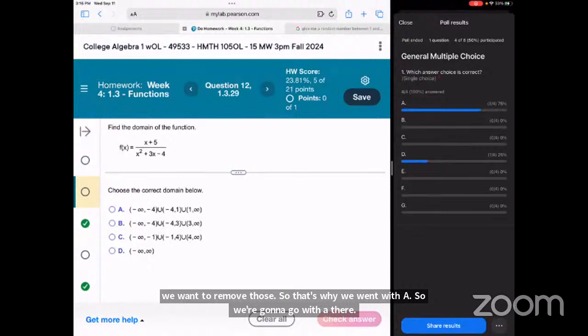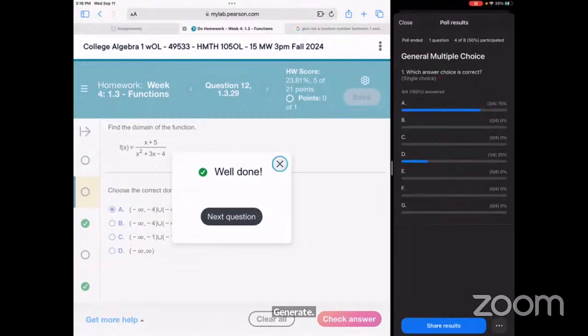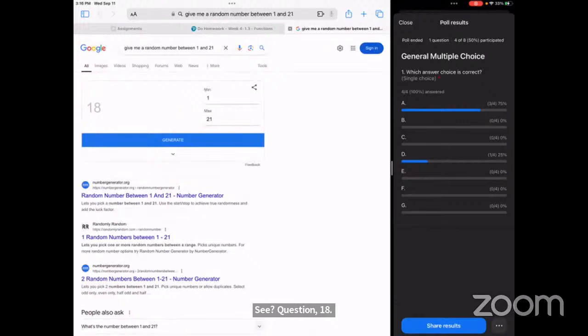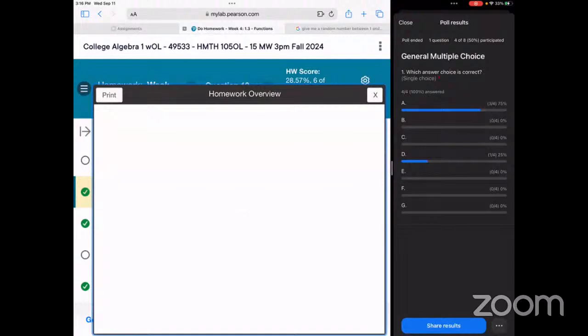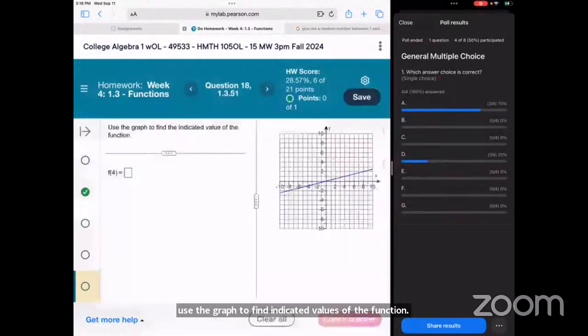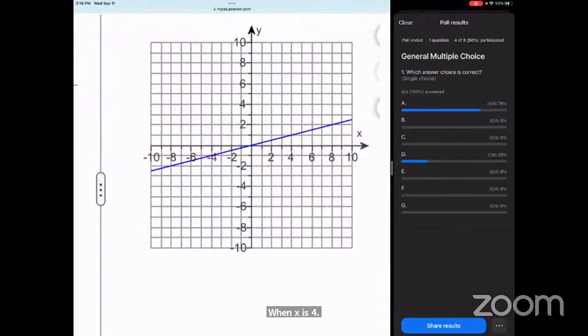See question 18. I use the graph to find indicated values of the function. Okay, so when x is 4, it looks like the corresponding y, just take a moment. When x is 4, what's the corresponding y? Hopefully we're on the same page.